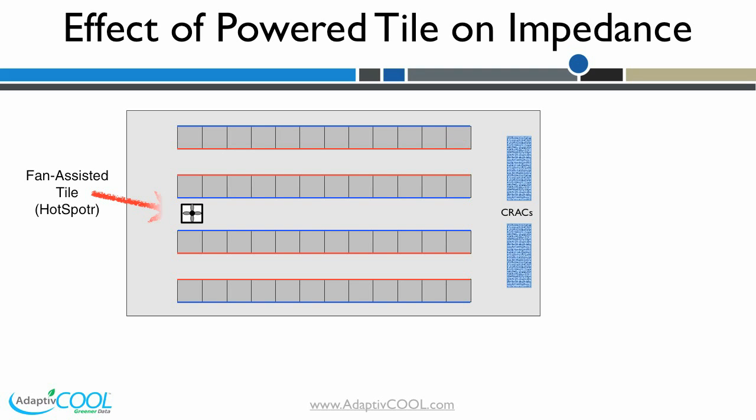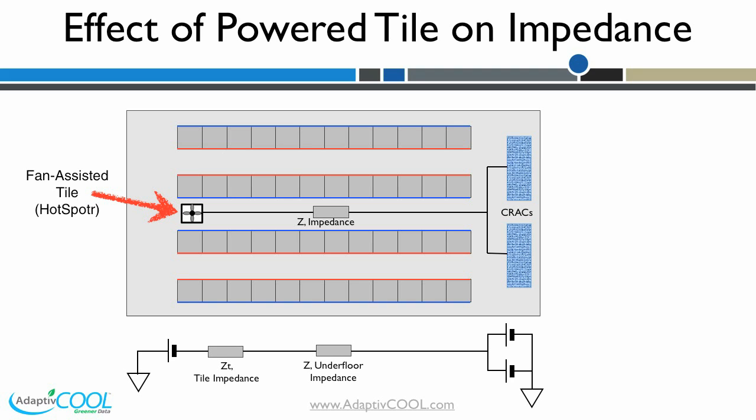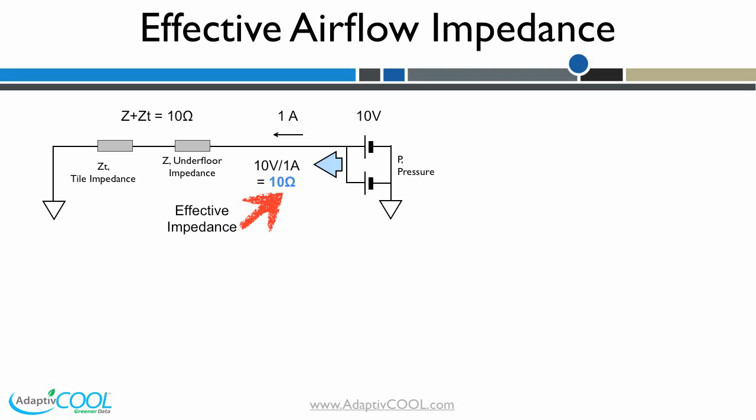If we replace the simple grated tile with a fan-assisted tile, it acts as an air mover that helps the crack fans. The pressure created by the fan-assisted tile is in the same direction as the crack fan. The pressure across the underfloor impedance is the sum of pressures created by the crack fan and the fan-assisted tile. We'll see how this changes the effective impedance as seen by the crack fan.